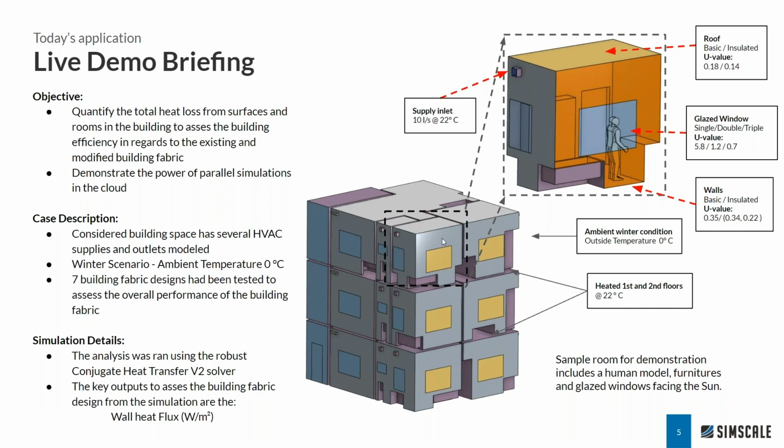Essentially, the design parameters in the simulations are the roof, the windows, and the external walls, where we are analyzing different building materials. For example, for the windows, we have single, double, or triple glazed windows. We know their U values, and we feed this information to the simulation so that we can understand how that reduces the total heat loss from this building.